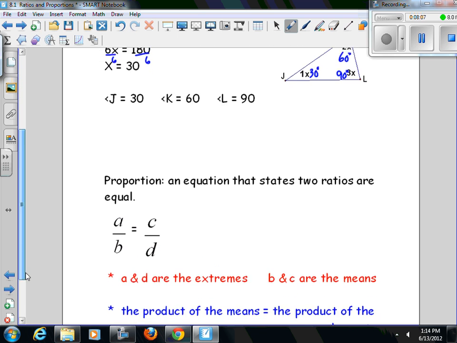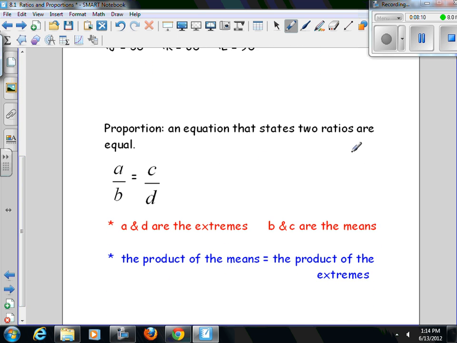Now, a proportion is an equation that states two ratios are equal. So for instance, A over B equals C over D. The numbers in the upper left and lower right hand spots, A and D, are called the extremes. The numbers in the lower left and the upper right spots, in this case B and C, are called the means. These are just special names given to the numbers that occupy those positions.